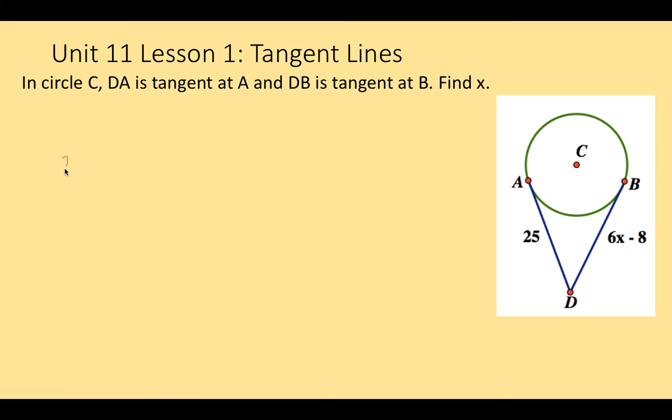And so we're going to go ahead and say 25 is equal to 6x minus 8. And of course, this problem can be super simple or super difficult depending on what we want to do with it. So we're going to add 8 to both sides, and that gives us 33 equals 6x. And 33 divided by 6 looks like it's 5.5.